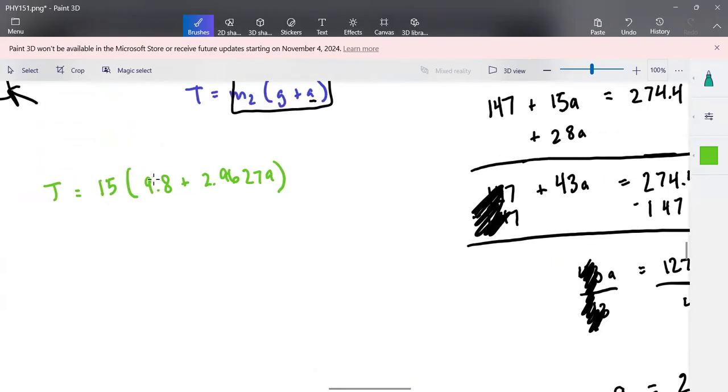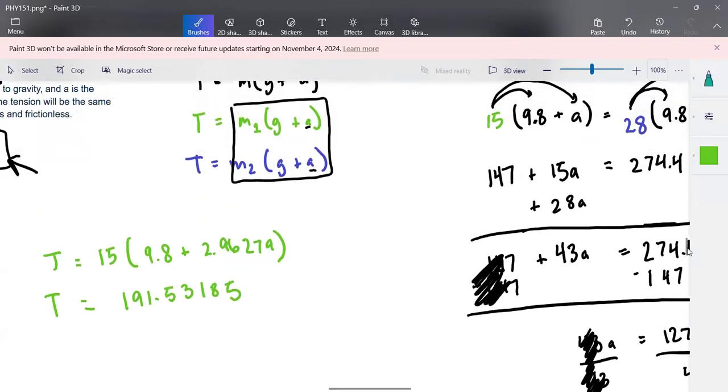Go ahead and throw this into your calculator. 15 times, parentheses, 9.8 plus 2.9627. And see what you get. I'm going to do it too. I'm going to get 191.53185, and so on. That right there would be the tension in the entire thing.